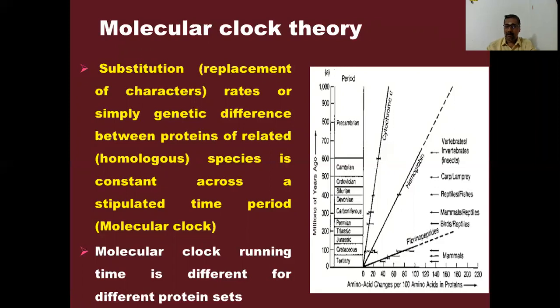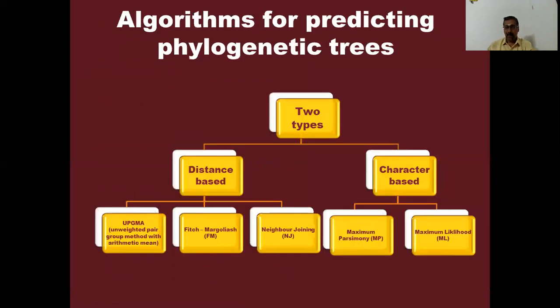We are not going to discuss much more. Now we'll enter into algorithms: how to predict a phylogenetic tree, a molecular phylogenetic tree. There are 2 types. You can predict a phylogenetic tree using distance-based methods, or using character-based methods. So what is distance-based? There are 3 very famous algorithms.